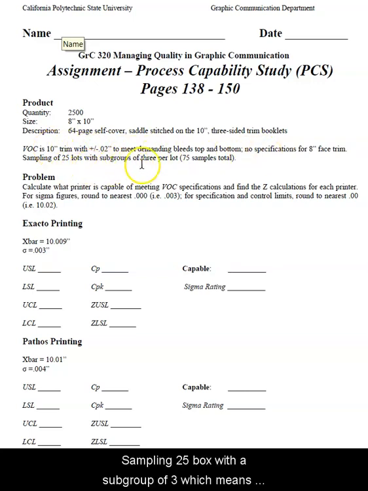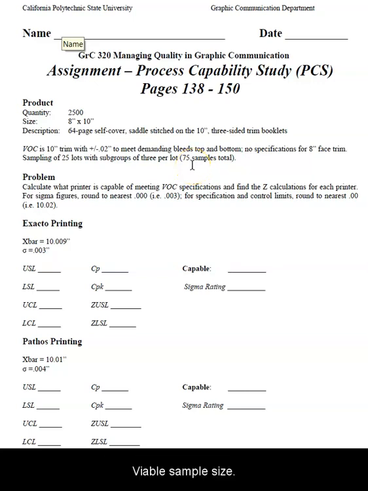Sampling 25 lots with a subgroup of 3, which means we have a total of 75 samples total. So we have a statistically viable sample set. The problem: we're going to calculate what printer is capable of meeting the VOC specifications and find the Z calculations for each printer. For sigma values, round to the nearest 100,000th, so it's 0.003. For specifications and control limits, round to the nearest hundredth.